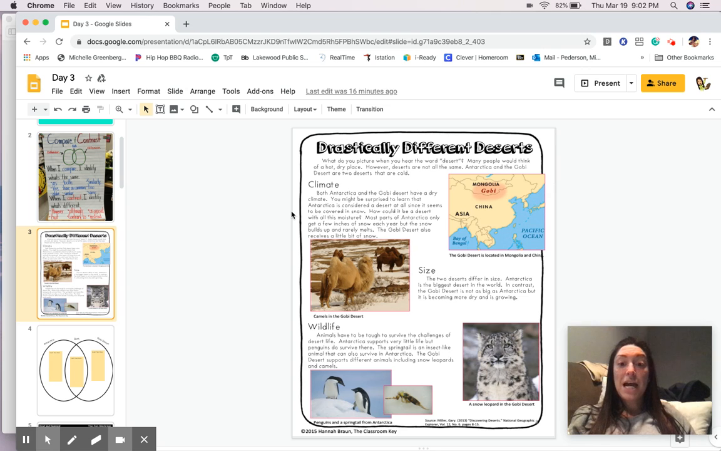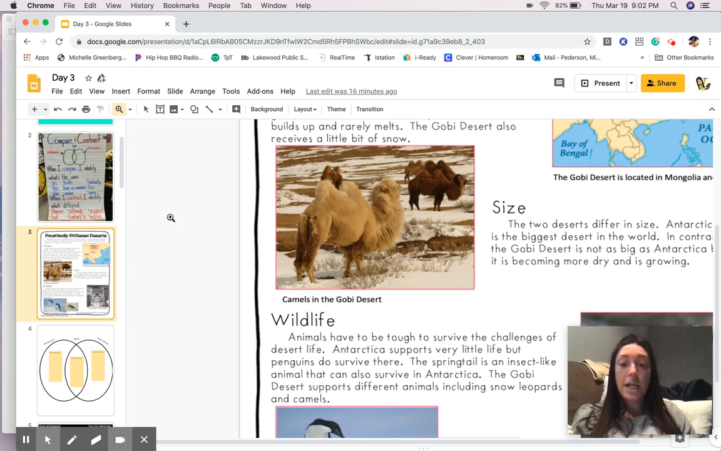Okay. The size. The two deserts differ in size. Antarctica is the biggest desert in the world. In contrast, so again, that's how it's different, the Gobi Desert is not as big as Antarctica, but is becoming more dry and is growing. Now, remember, if I need to zoom in, I click my zoom button and I can zoom in.